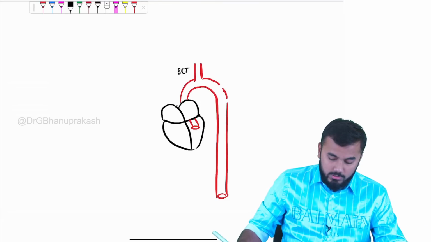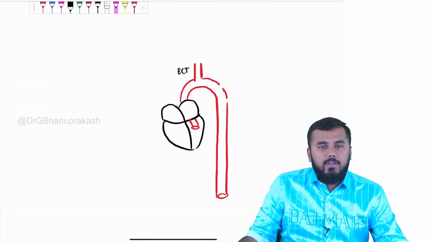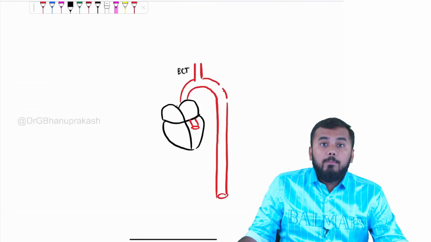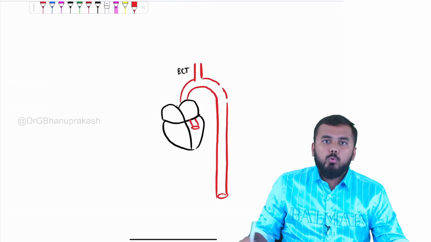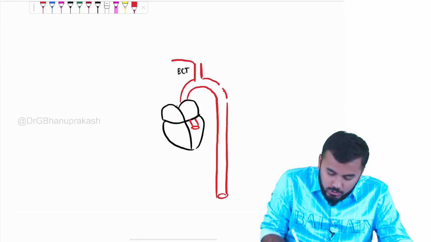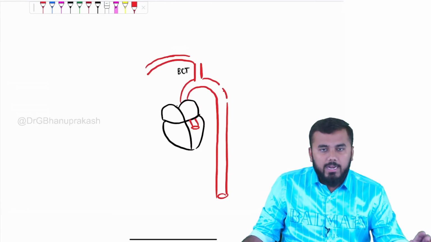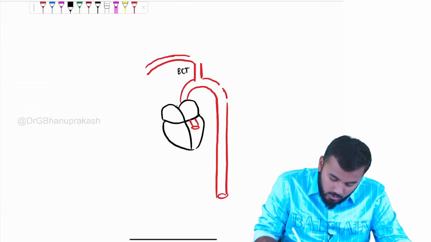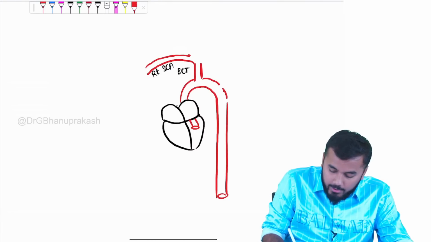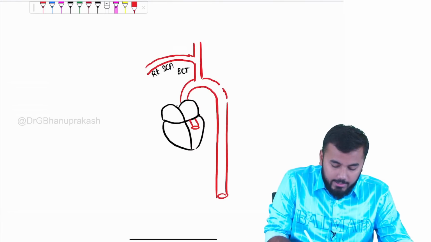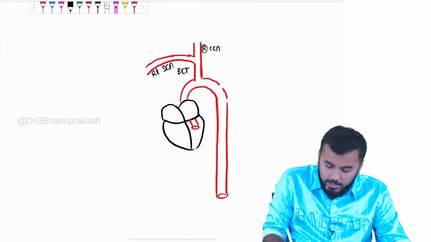I want all of you to concentrate right now here. So this is called brachiocephalic trunk. Now, brachiocephalic trunk will divide into two branches. What are those two branches? Which is going on the right side is called right subclavian artery. And which is going up is called common carotid artery. But it is on the right side, so I call it the right common carotid artery.